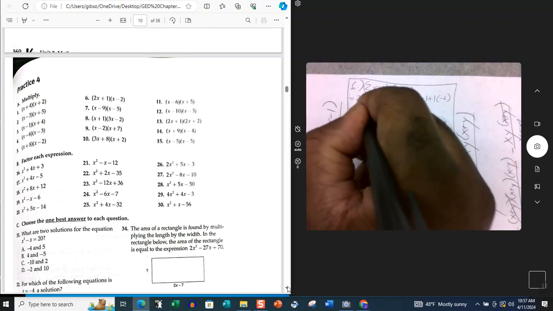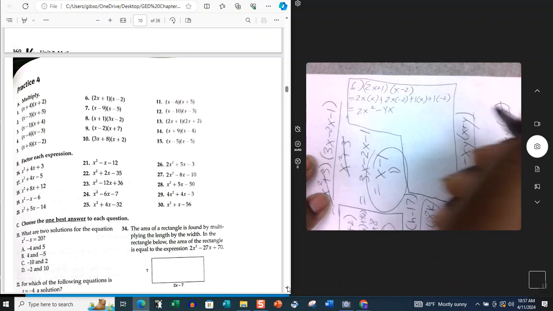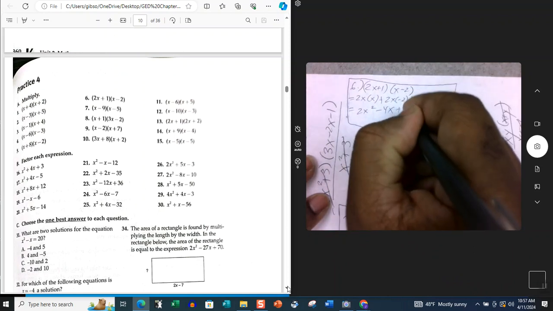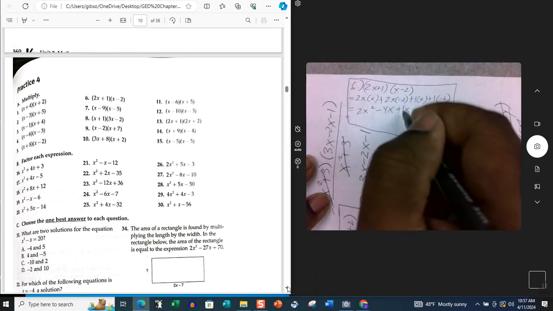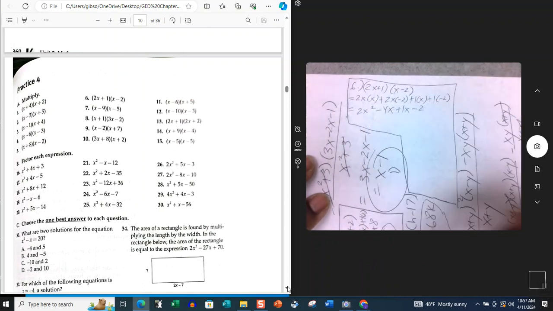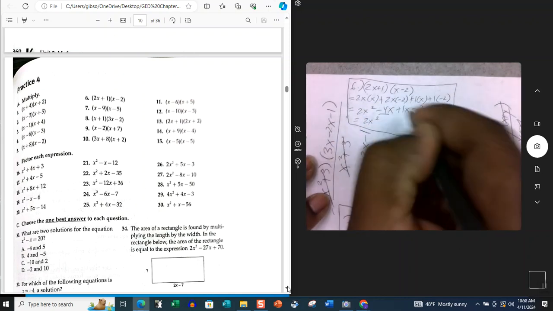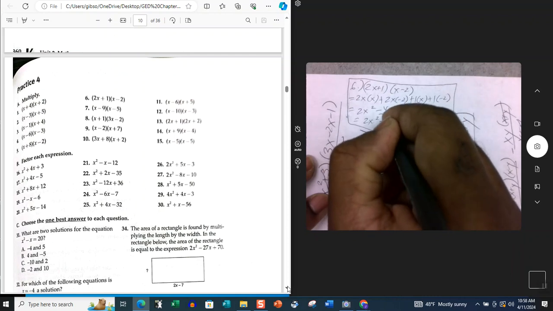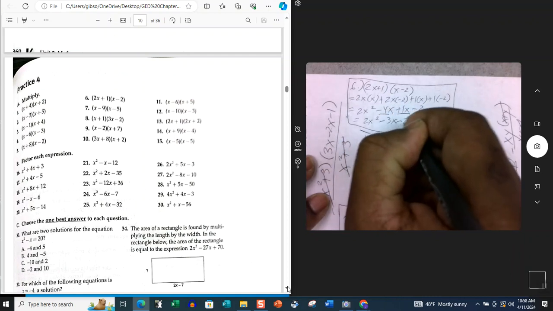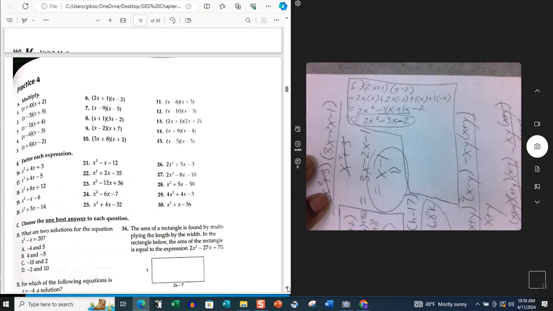So this will give us 2x squared. 2x times negative 2 is negative 4x. 1 times x is 1x, or you could just put x, either one is fine. And 1 times negative 2 is negative 2. Now we combine like terms. We have 2x squared, negative 4x plus 1x is a negative 3x, and we bring down our minus 2. And that is our final answer.